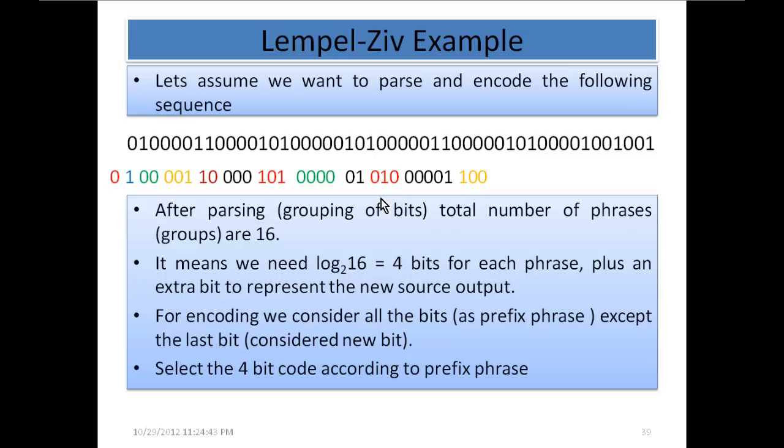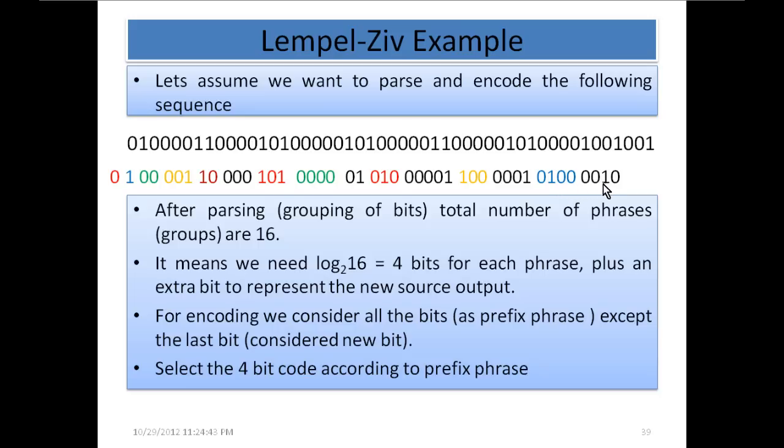This 1 0 is already there, so 1 0 is combined with this 0 to form a new phrase which is 100 and added into the dictionary. 000 is already there, it is combined with this 1 over here, and this 0001 phrase is added in the dictionary. 010 is there, so 010 is combined with the new bit, and 0100 phrase is added into the dictionary.